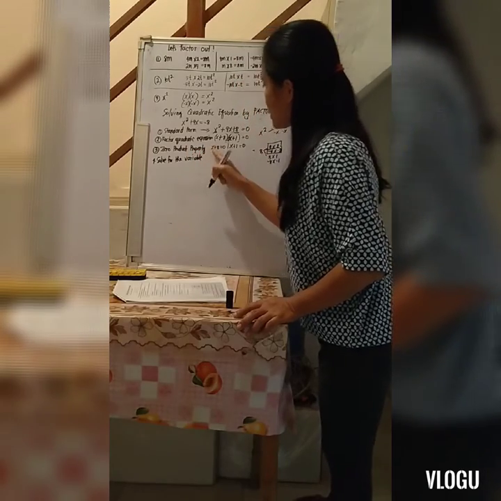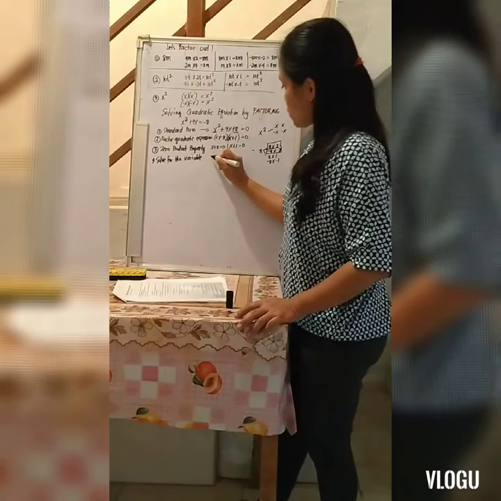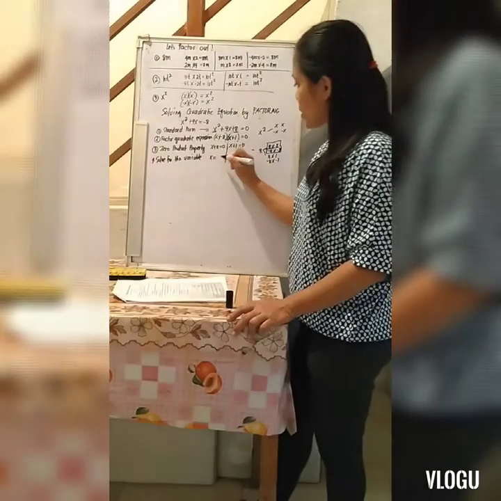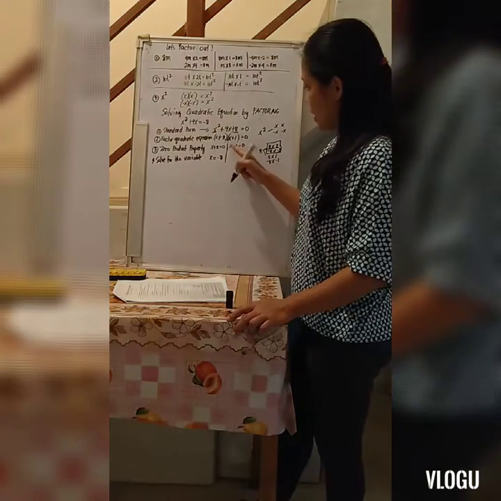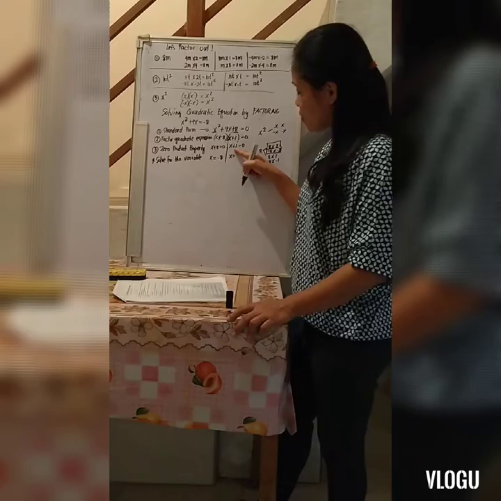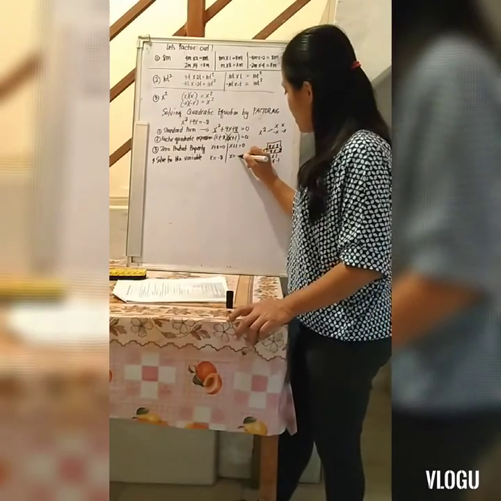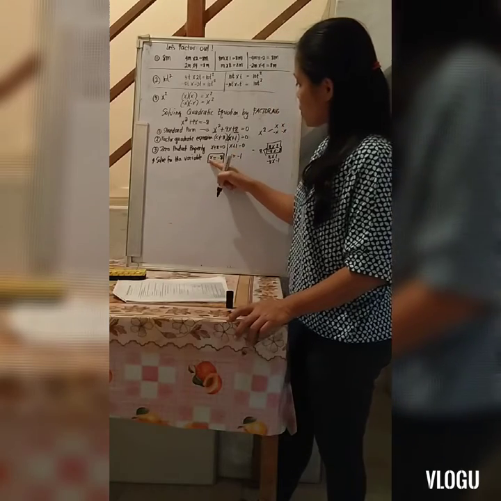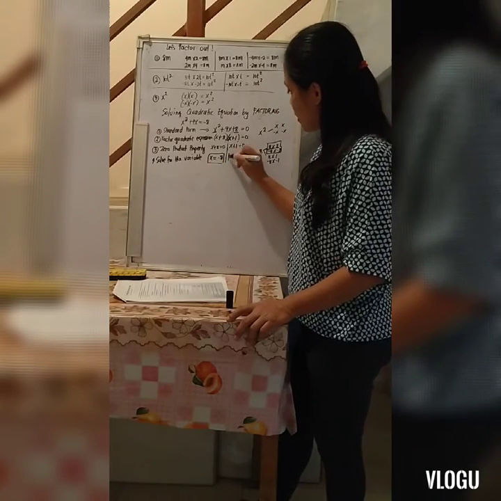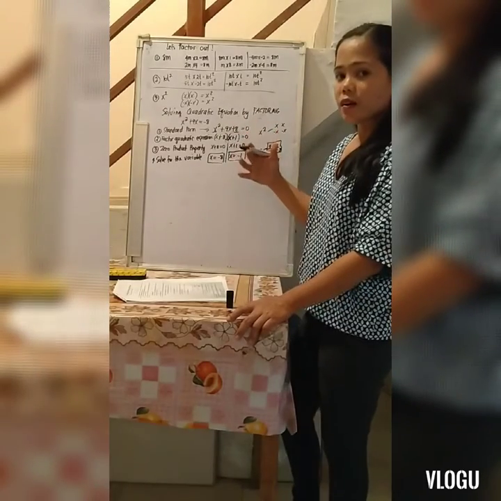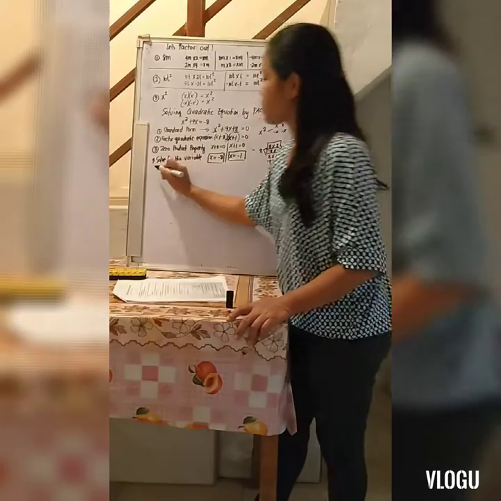Step number 4, we solve for the variable. Our variable is x, so we solve for x. So x equals, your 8, transfer it to the right side, making it negative 8. And x equals, your 1 is positive, transfer it to the right, making it negative. So we now have the values of our x, which are negative 8 and negative 1.